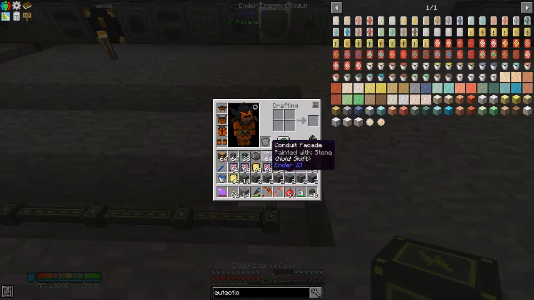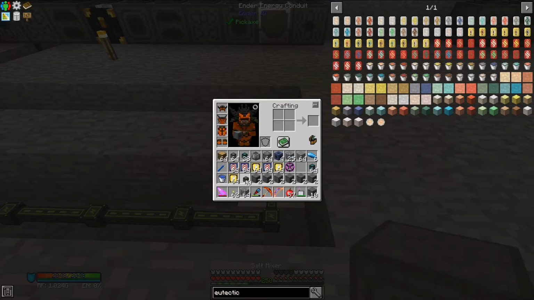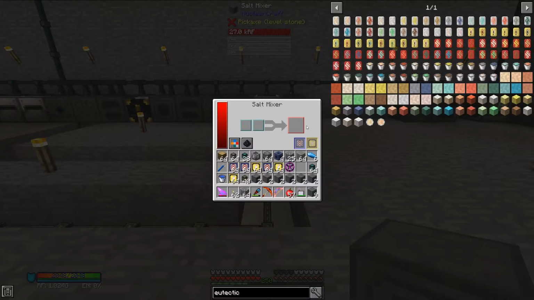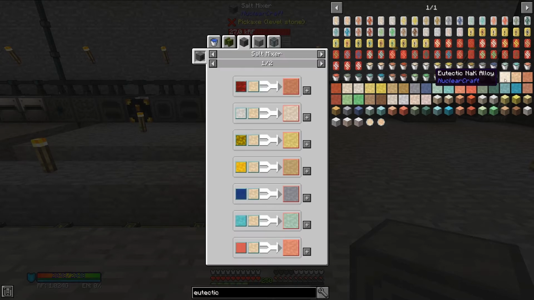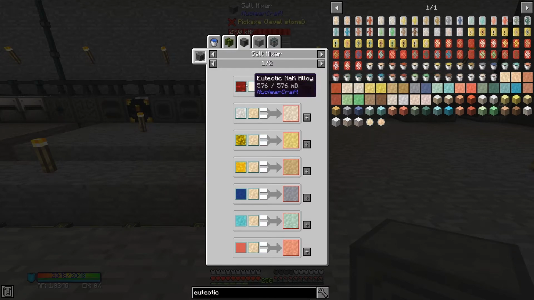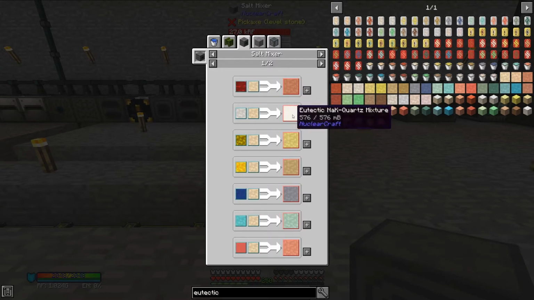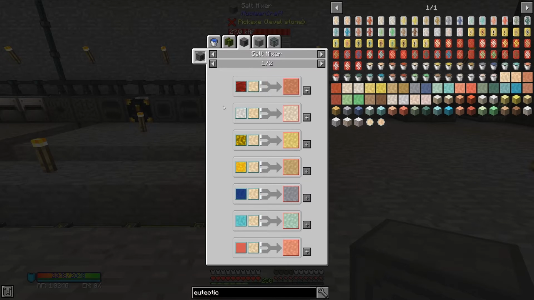And I hope I don't regret that decision. So this is going to be the end of the process, and this will actually mix up the eutectic NaK alloy. Now, the thing is, we actually do need to do something with this eutectic NaK alloy, and that is simply mixing it with the different types of coolers that NuclearCraft provides. These are the same materials, just in liquid form, that the solid coolers are.